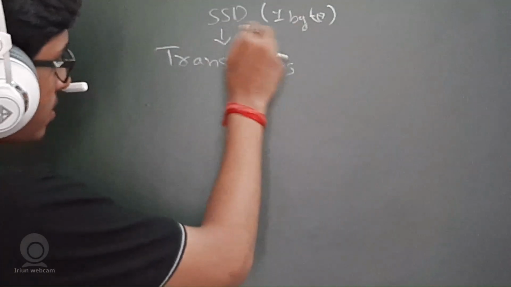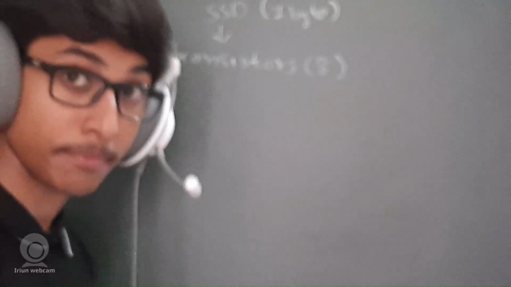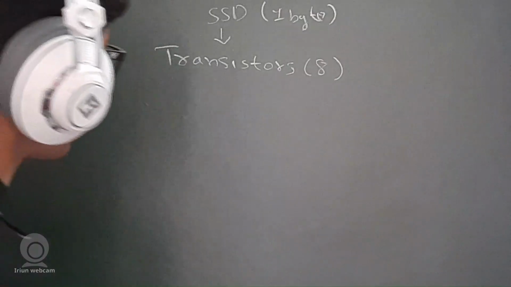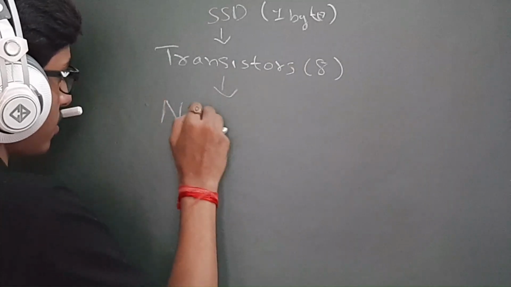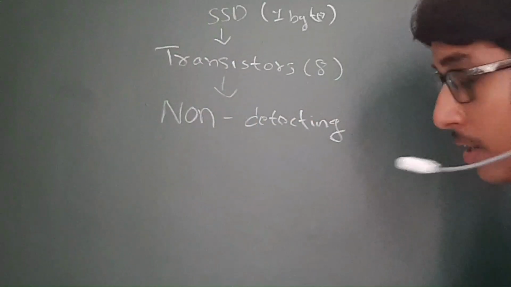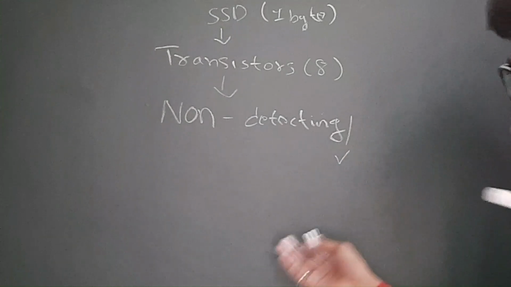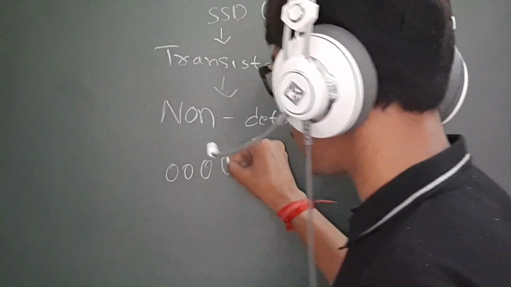this SSD must have transistors. There will be 8 transistors because 1 byte is equal to 8 bits, and a single bit is also a single transistor, so 8 bits is equal to 8 transistors. That's how simple it is. Transistors are also often called non-detecting transistors. Now, what is the concept of non-detecting transistors? Why are we saying non-detecting transistors? In computational terms, as it is non-detecting, the voltage will be low, and all the transistors are in the alignment of zero.